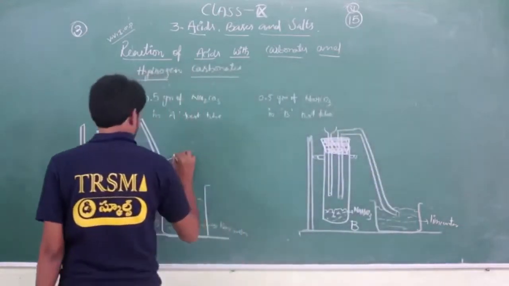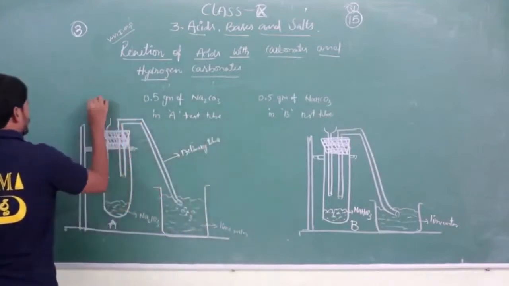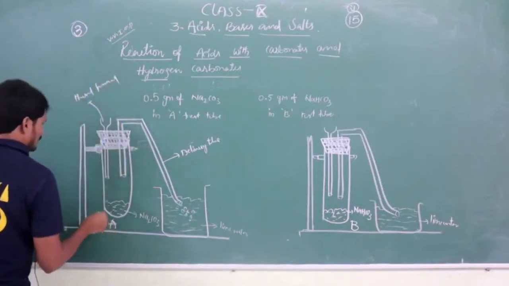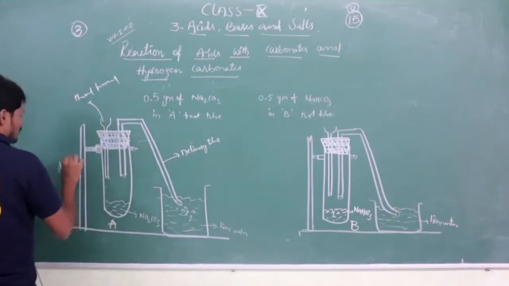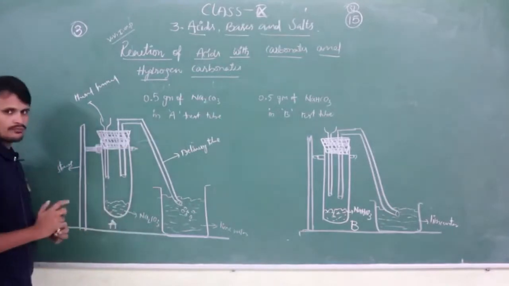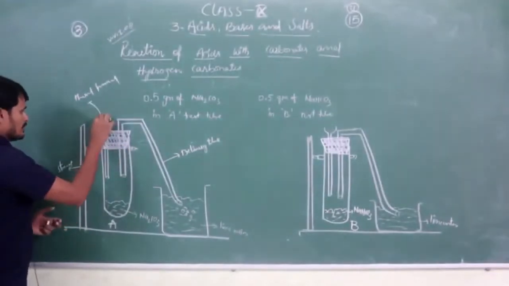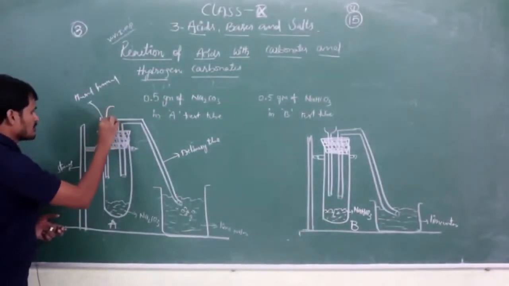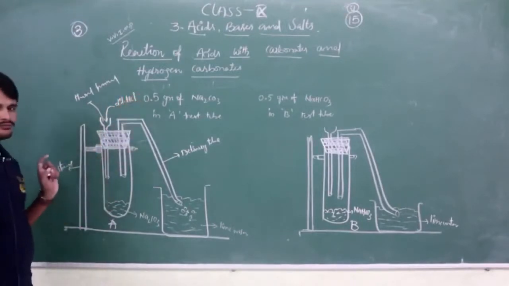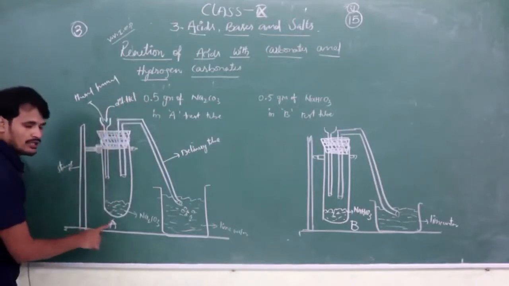So here, see, this is a delivery tube, thistle funnel, and stand. We know the remaining materials. First I am taking Na2CO3 in test tube A. Later, after arranging all these things, through the thistle funnel, pour some dilute HCl. Through this, we are pouring dilute HCl into test tube A.